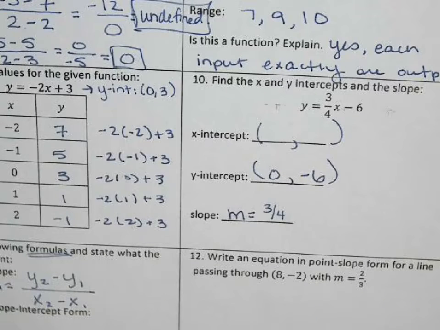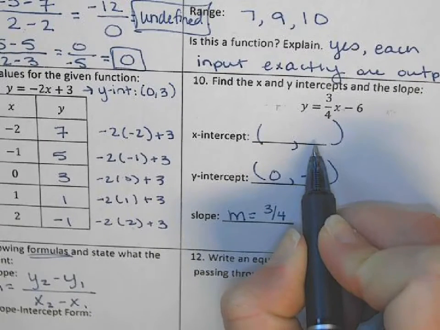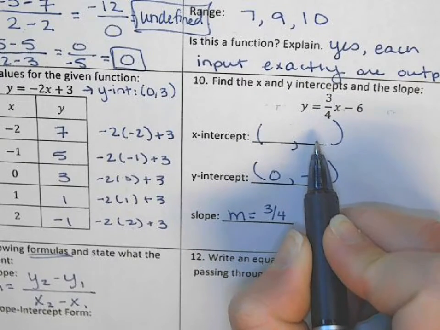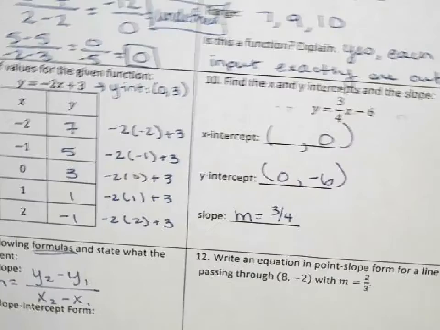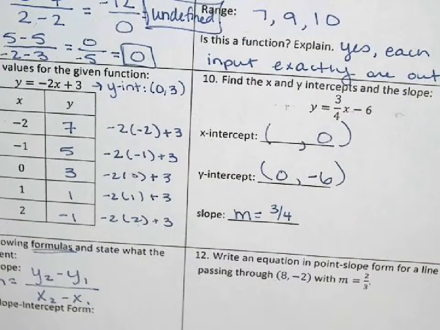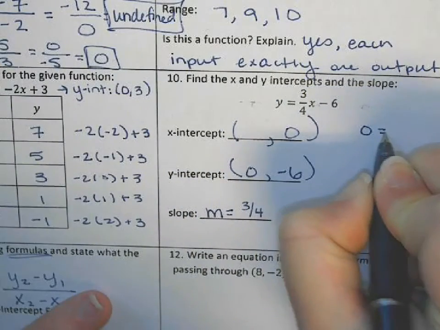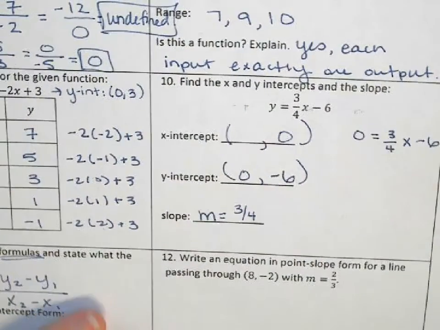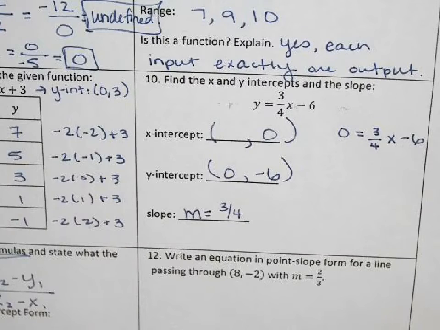Okay, the x-intercept though is the tricky one. We want a number for x. What does our y have to be? If a number shows up here, what does this number have to be? 0. If I know that y has to be 0, I can plug that in to find the other variable. So here I'm going to have 0 equals 3/4 x, x is the number I don't know, minus 6. I'm going to have to show some work to solve it. Number 2, how am I going to go about doing that? How do I get x alone?